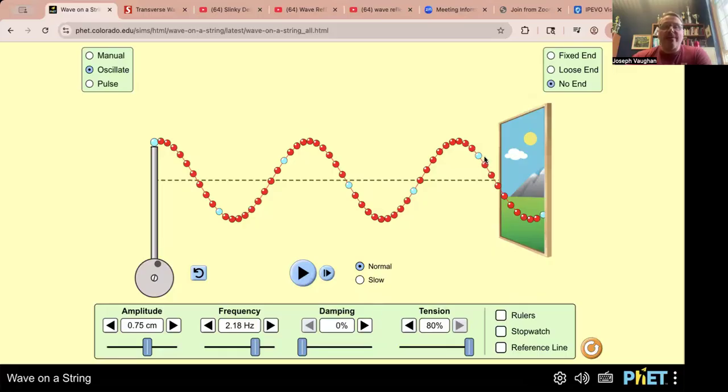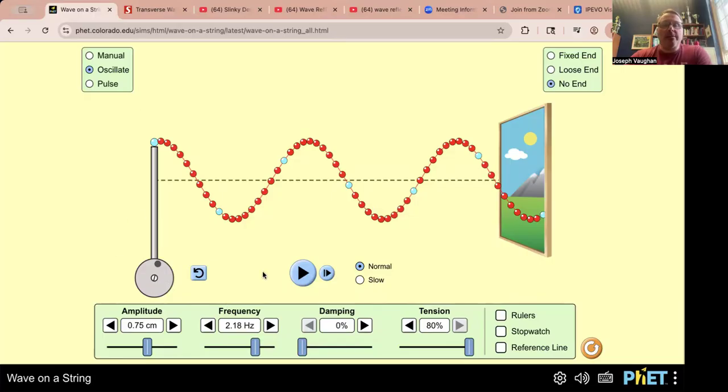But we have another thing that I want to talk about prior to that. So I'm going to share my screen. We're going to look at a demo and go from there. Okay. So if I have this simulation, which can be found by Googling PhET, P-H-E-T, waves on a string, if you want to look at it yourself.